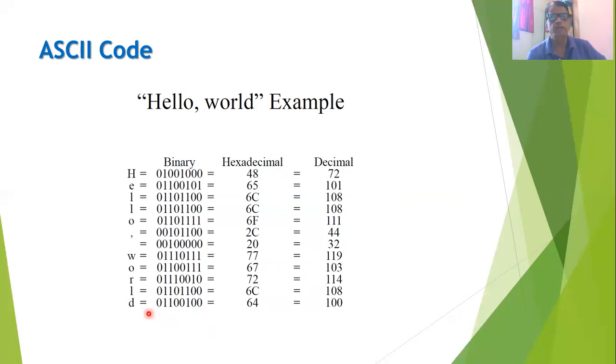Similarly, when the letter D is used, the binary sequence is 01100100, its hexadecimal equivalent is 64, and in decimal it is 100. So whenever you type the letter D, the number 100 is stored in the memory of the computer. ASCII code is a very popular code, and almost all over the world, this code is used for converting many symbols on your keyboard into binary form.